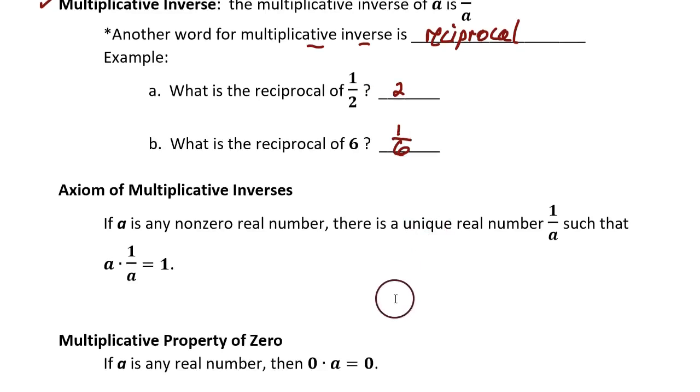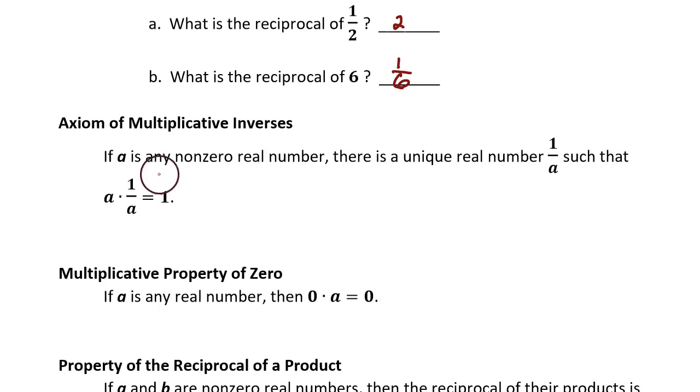Next, the axiom of multiplicative inverses, something that is assumed to be true about reciprocals. If A is any non-zero number, there is a unique number, the reciprocal of A, such that when you multiply them together, you get the answer 1. For example, let's say A is 3. The reciprocal of 3 is 1/3. When you multiply these together, you get 1.